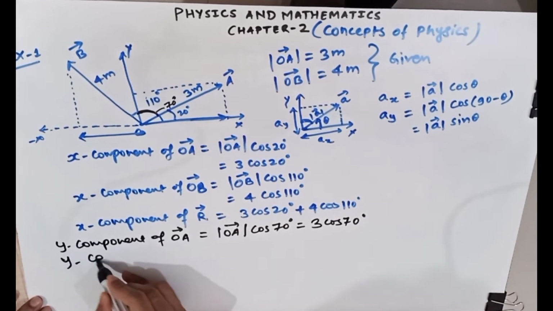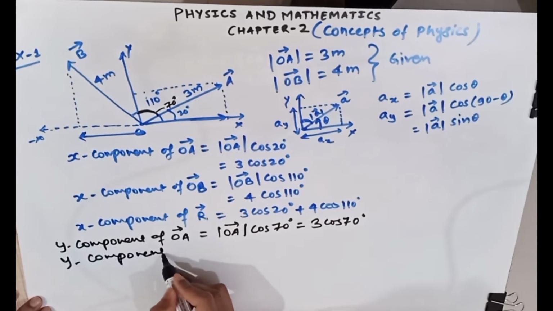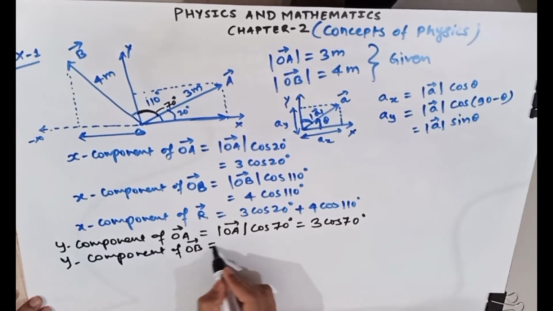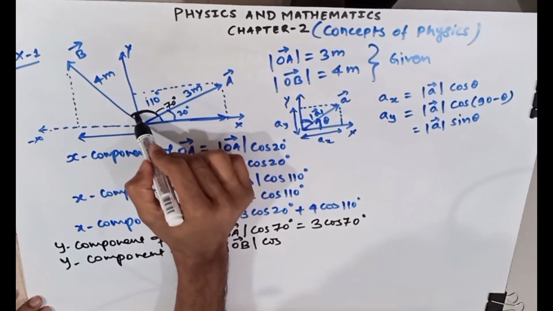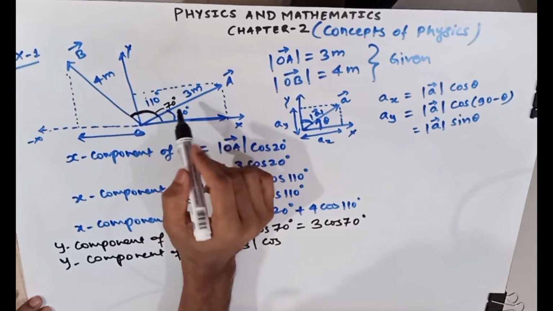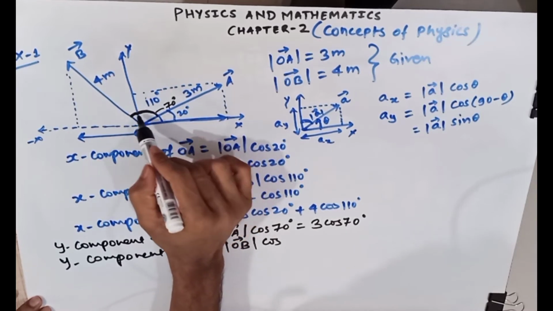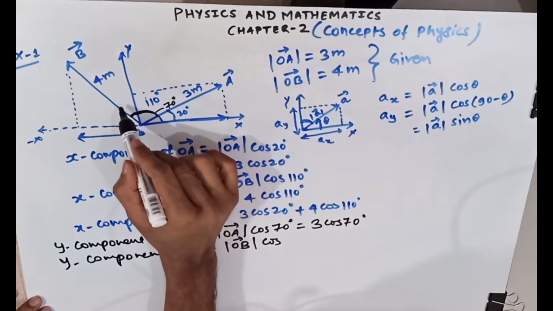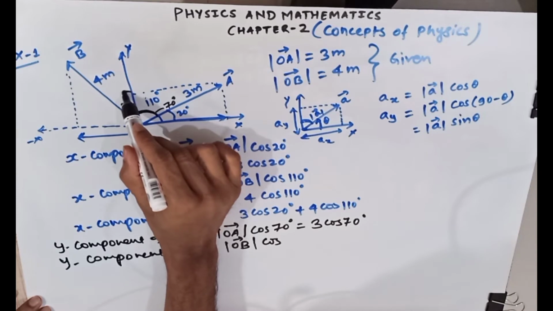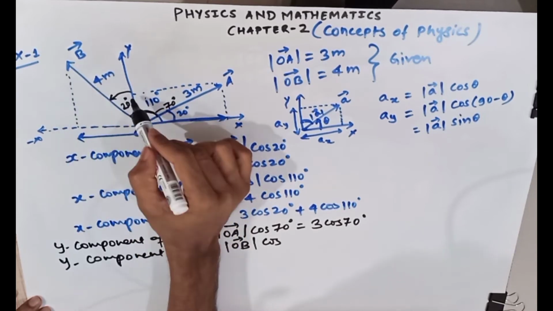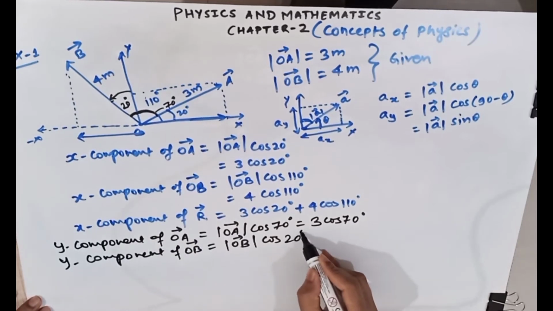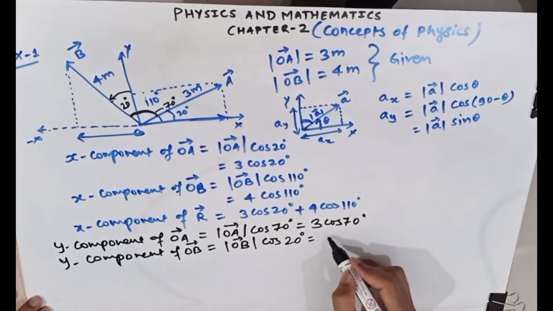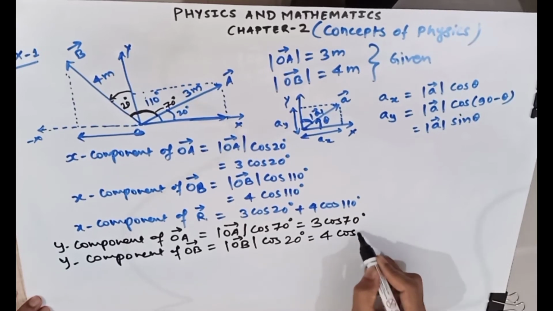Similarly, the y component of OB will be the magnitude of OB times cos of the angle made with the y-axis. How much would this be? It is already making an angle of 110 degrees, and we know that the angle between the x and y axes is 90 degrees, so this must be 20 degrees. So OB is making a 20 degree angle with respect to the y-axis, correct? So we would be writing like this: the magnitude of OB is 4, and cos 20 degree.